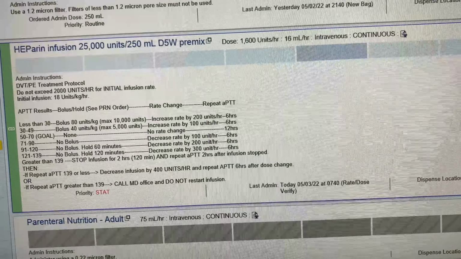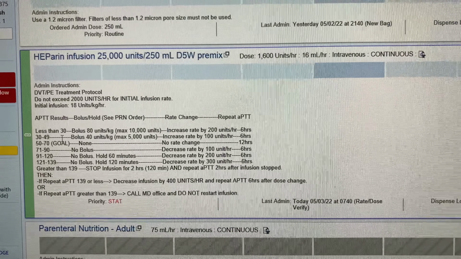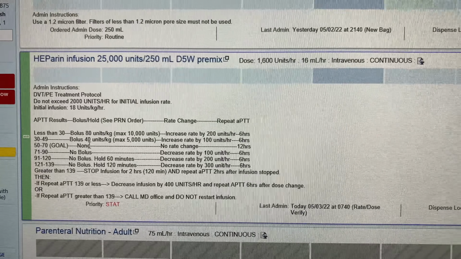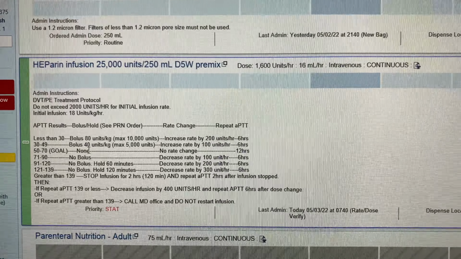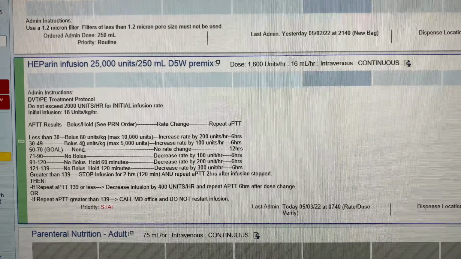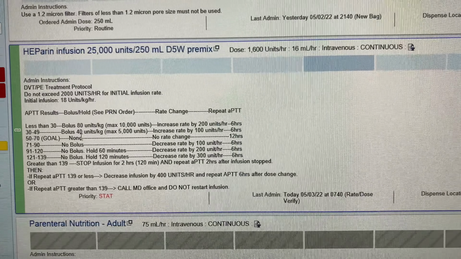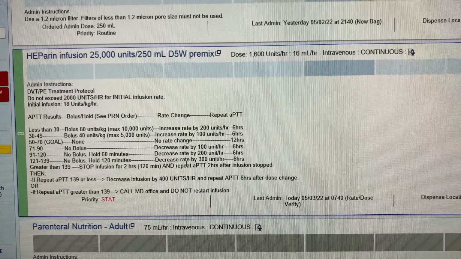For this order, it says when you do the next APTT, which is what we use to calculate how the patient's doing, if we need to decrease the heparin or increase it. Some hospitals use anti-Xa. For us, we use APTT in our hospital policy. So that tells us exactly how to titrate the medication, okay?